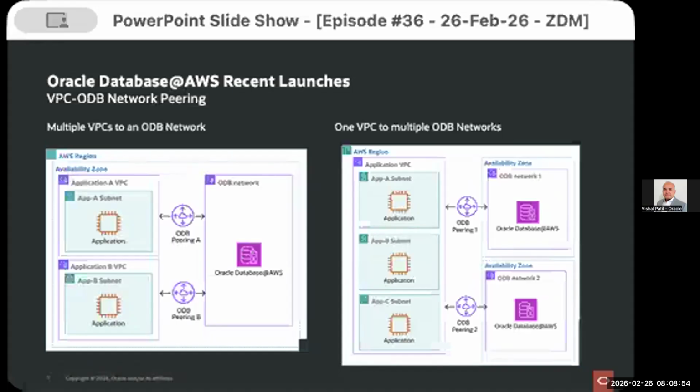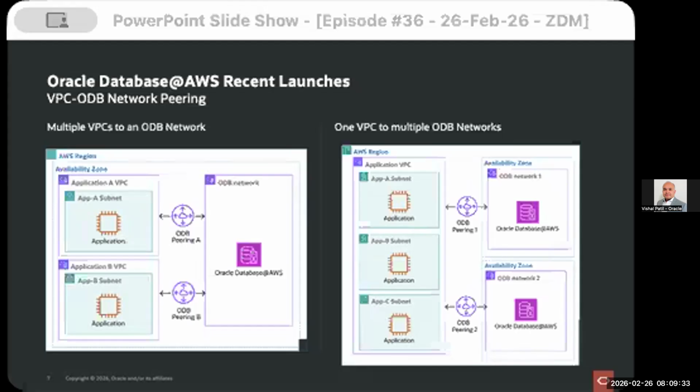So we just want to make everyone aware of the new launches for Oracle Database at AWS, and specifically this time it's about the VPC. That means the application VPC and ODB network peering. Now, what ODB network is, is a private isolated network, which has your Exadata VM clusters and autonomous VM clusters. It comes with the CIDR range for your client subnet, backup subnet for your VM clusters to use. And ODB peering is a user-created connection between your application VPC and your ODB network.